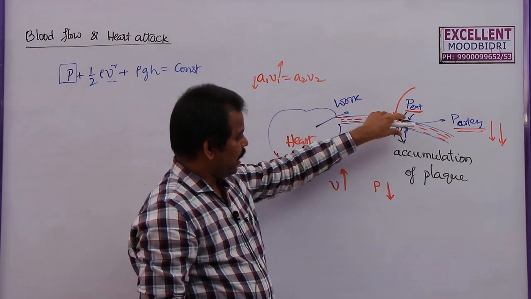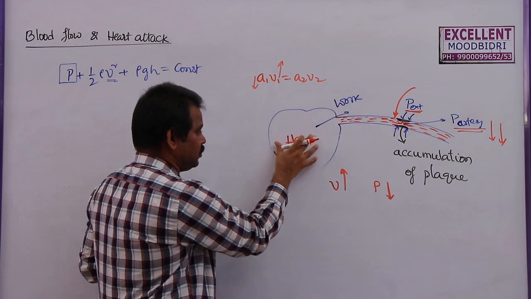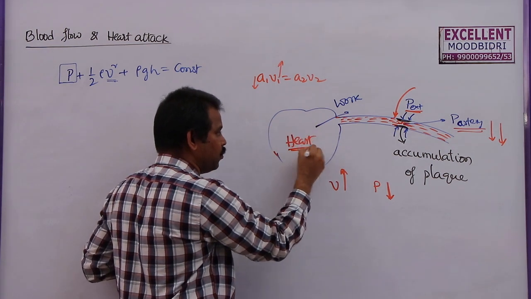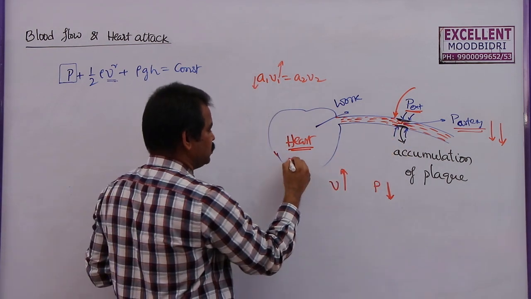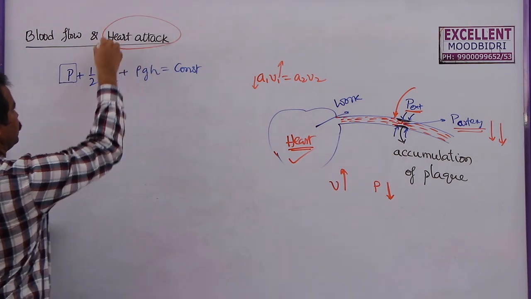So due to repeated collapsing, the heart will try to pump more and more blood. That means it will do more and more work to send this blood through this constriction. Due to this, the heart may stop one day. That we call a heart attack.